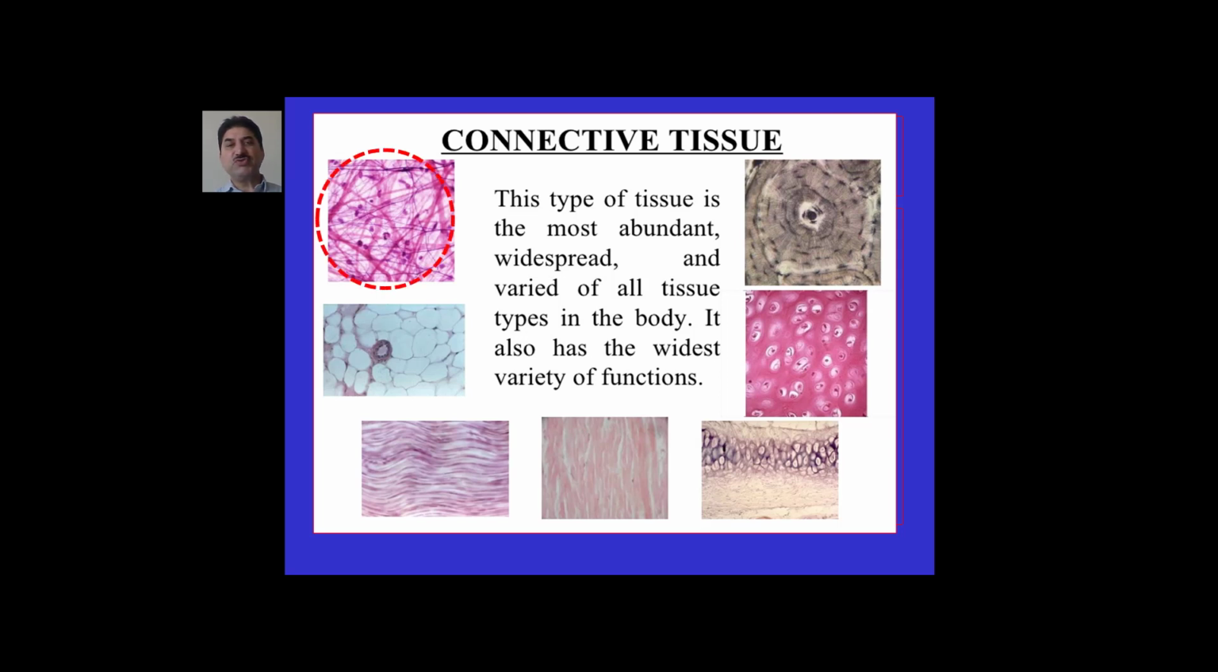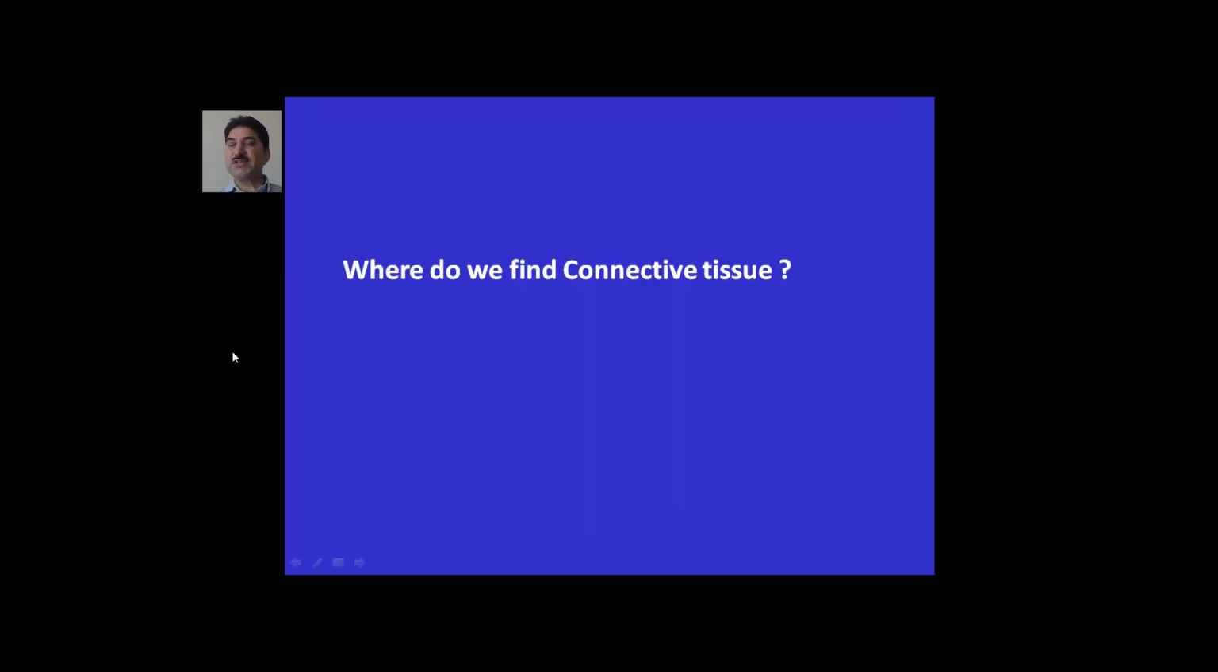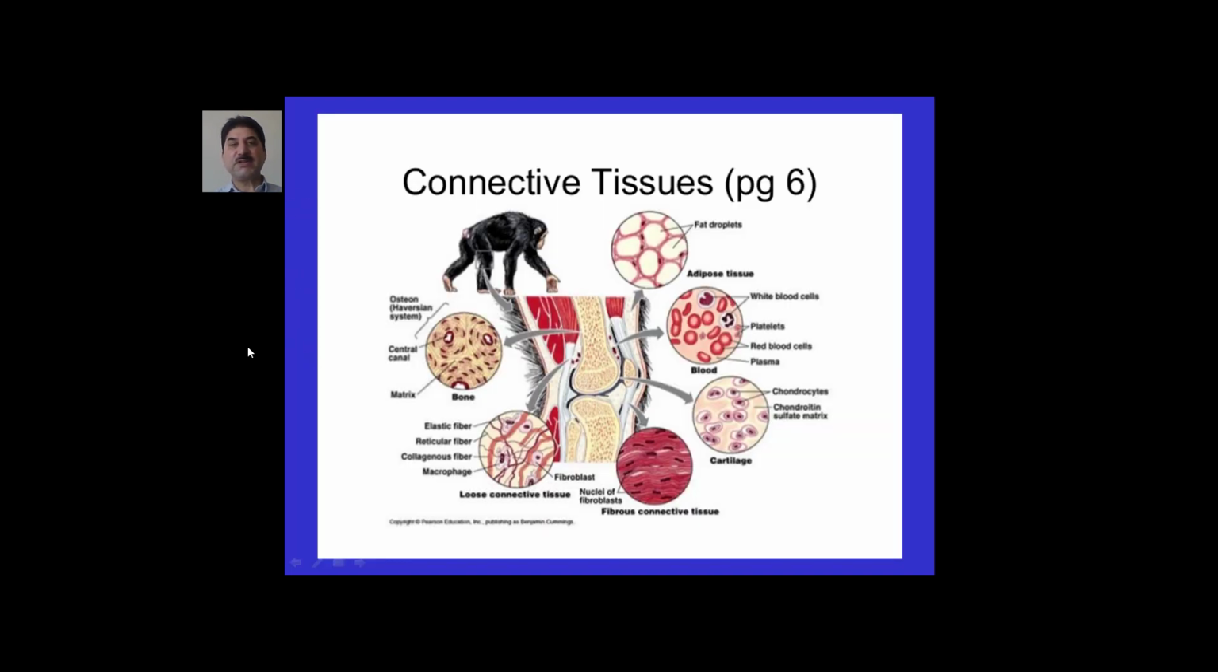Examples of connective tissue are loose connective tissue, which is found in the subcutaneous tissue, areolar tissue, also called adipose tissue. And bone is an example of dense connective tissue. Cartilage is also an example of connective tissue. Cartilages are of three types: hyaline, elastic, and fibrocartilage. Now the question is, where do we find connective tissue in the body? What are the different types of connective tissue?